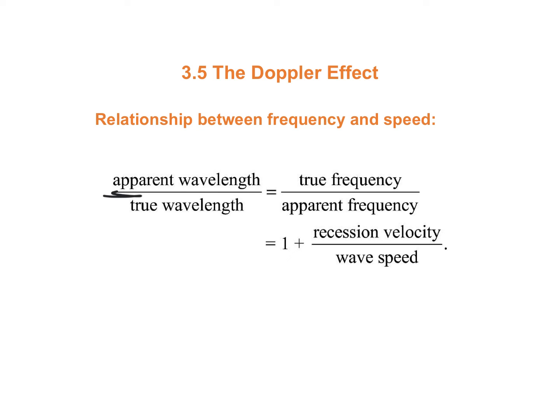Now, if the star is moving towards me, it's going to look more blue, because blue would be a higher frequency light. And remember, if the thing is moving towards you or if you're moving towards it, the wave seems to have a higher frequency than it really does.